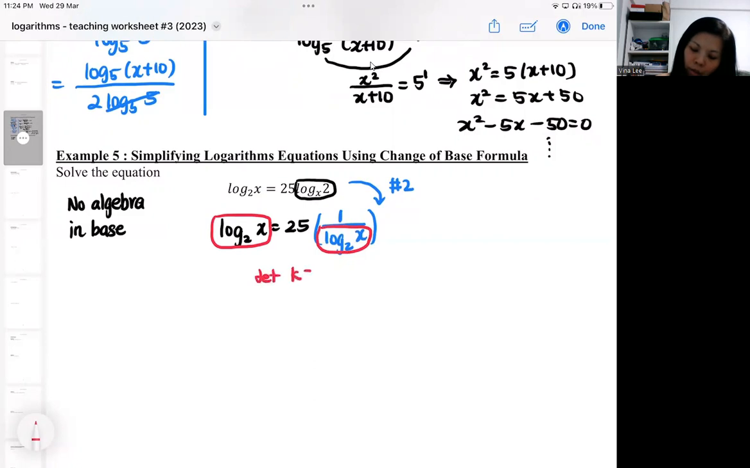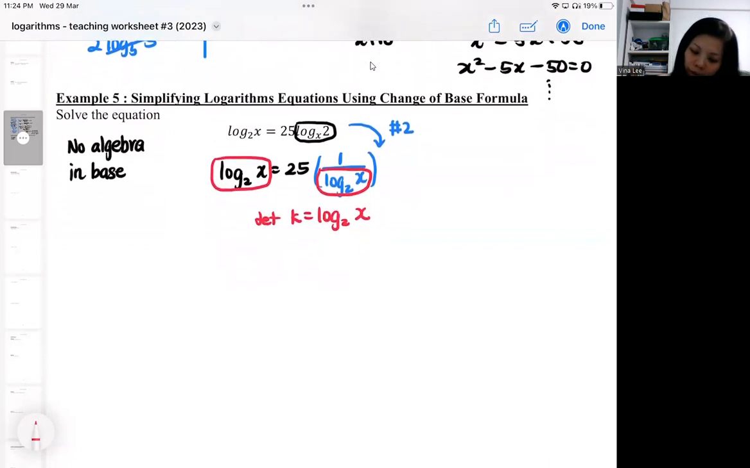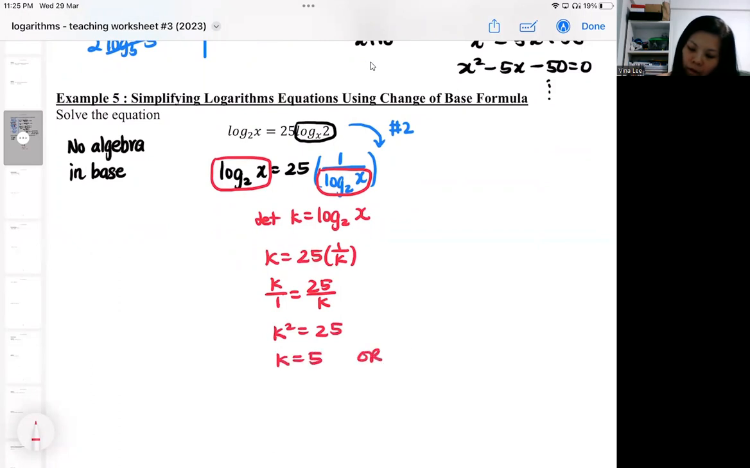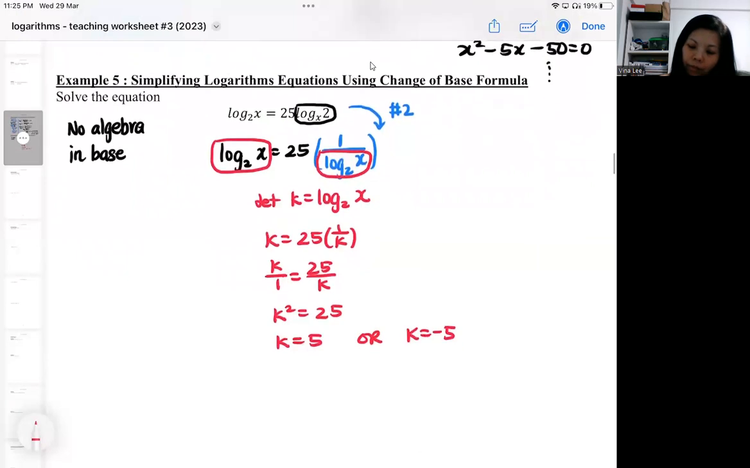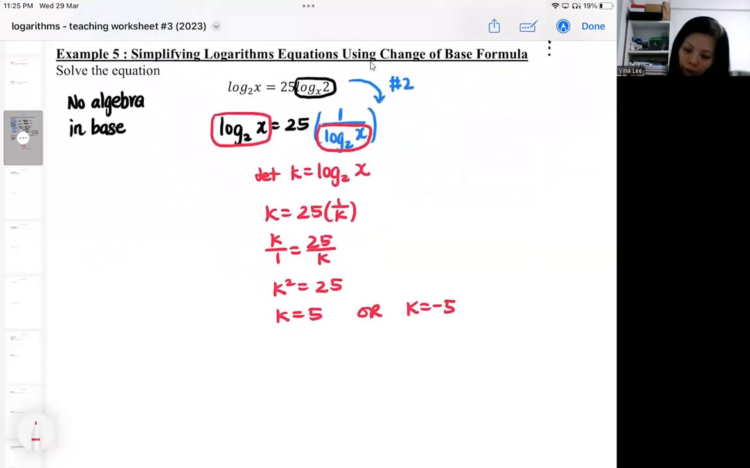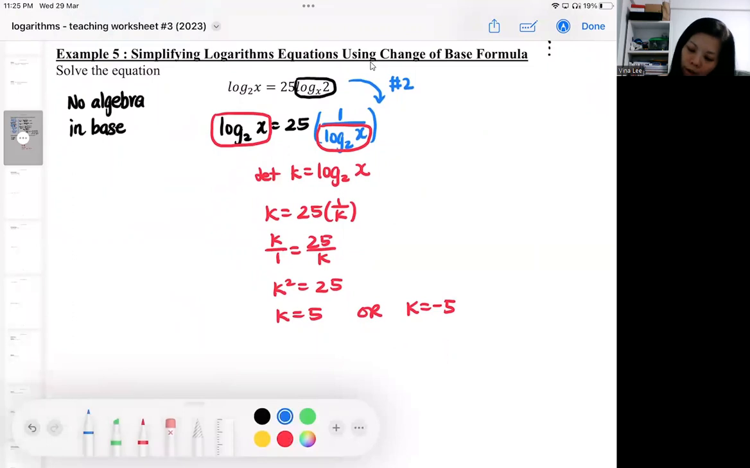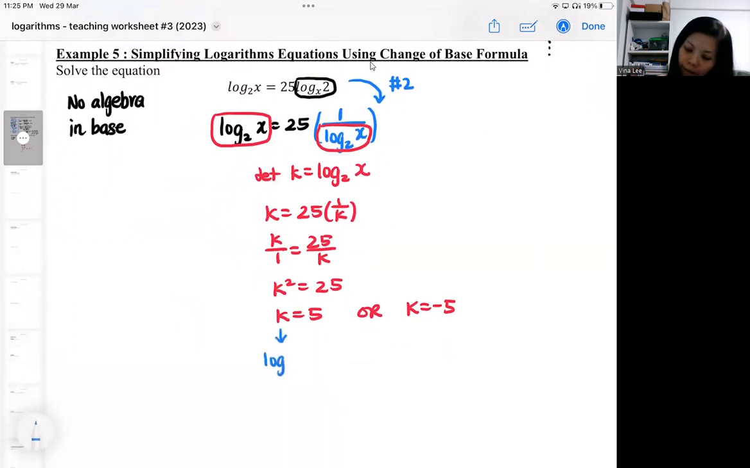So this is where we'll do a substitution. You will have k equal to 25 over k, and you go for your cross multiplication. In this case, you get a 5 or you get a minus 5. But sometimes you get a quadratic equation. So return your substitution back because your aim is to find x, not to find k.